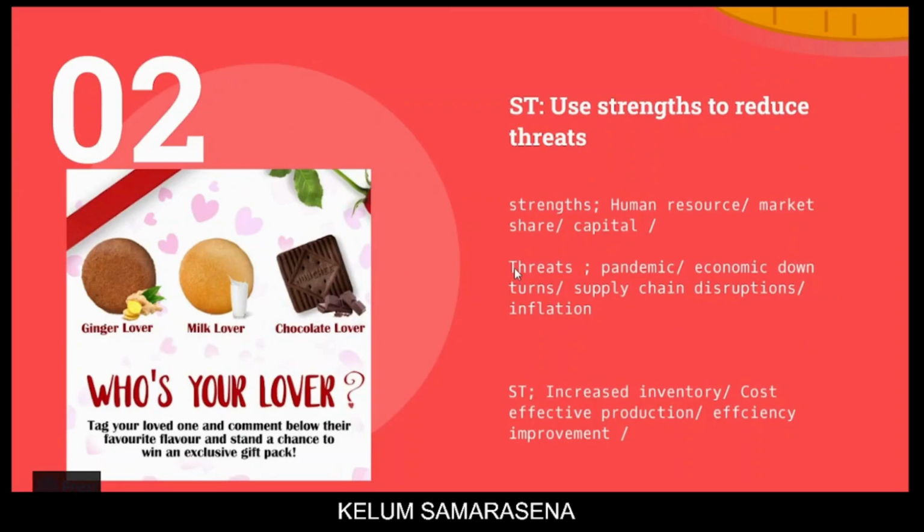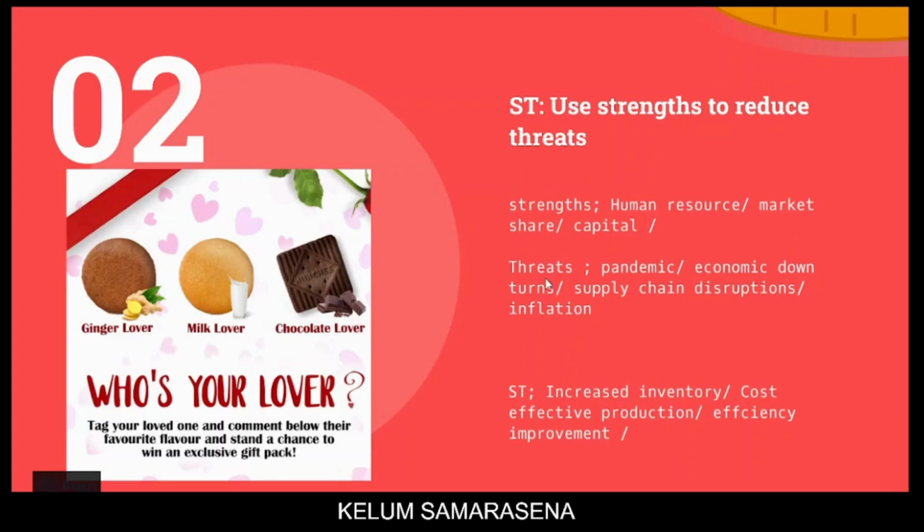And then the next one, ST, getting the best out of the strengths, so as a result helping to cut down on the threats. Now what are the strengths of CBL? Again, I'm using Munchie. Human resource, 60 years of experience. They have a big market share, and yes, financial capital must be strong with CBL. What about threats? External issues like the pandemic, economic downturns, problems with the supply chain, inflation can be any time, right? Still it's high.